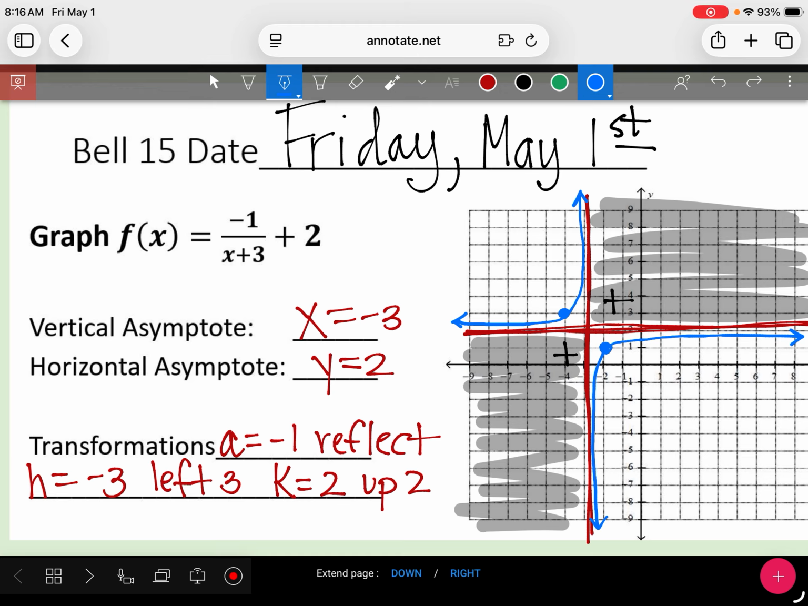So we're on page 15. We're going to continue solving our rational equations.